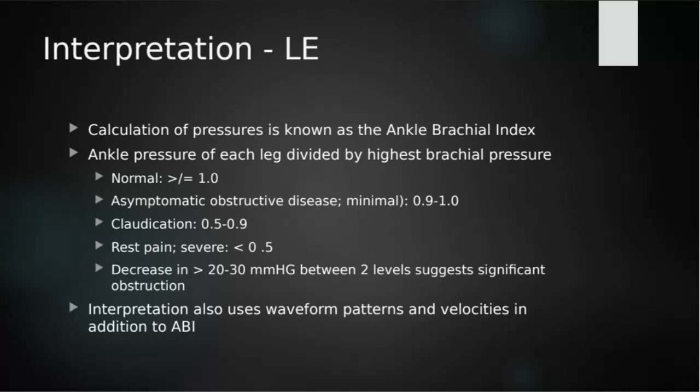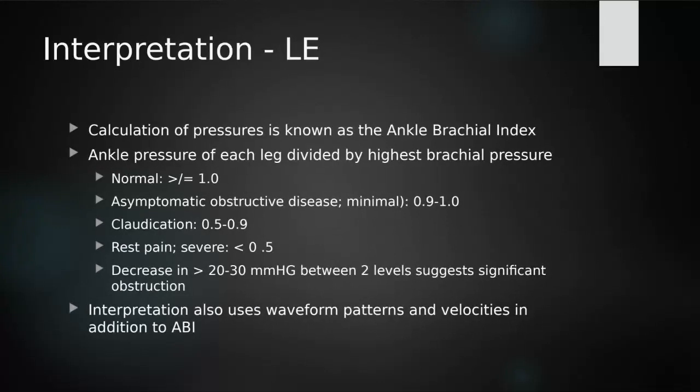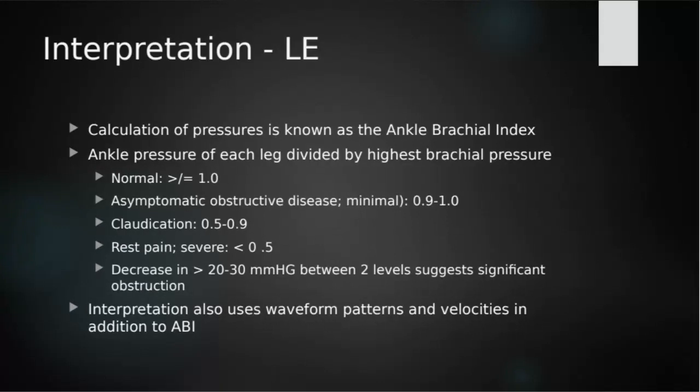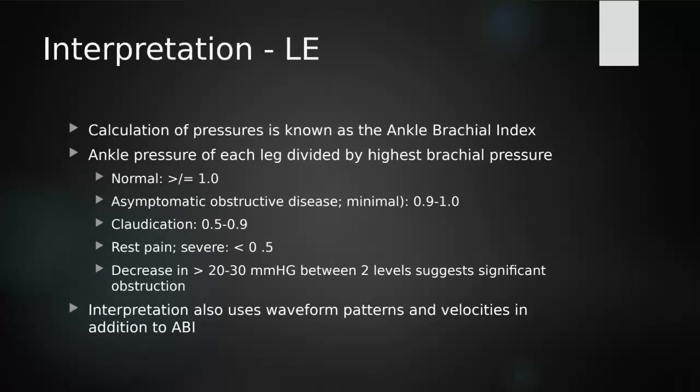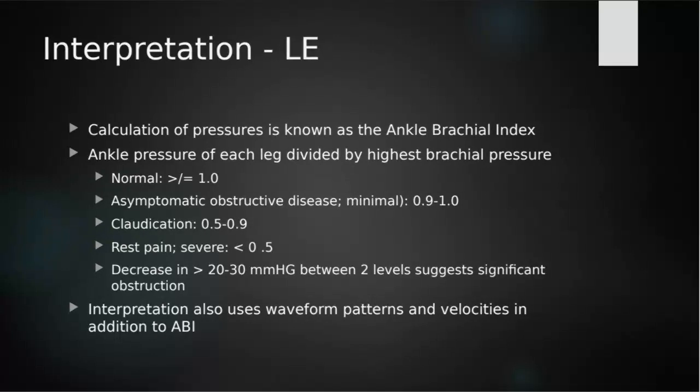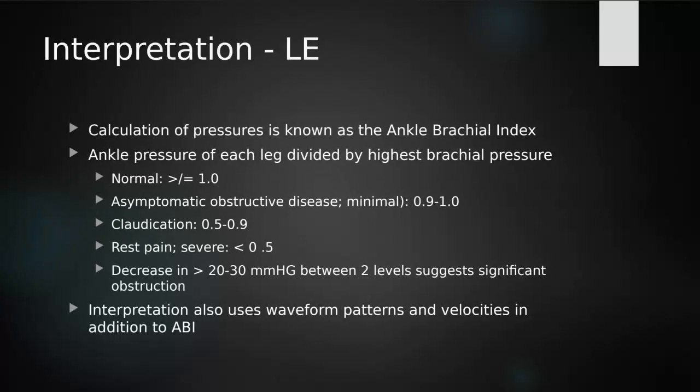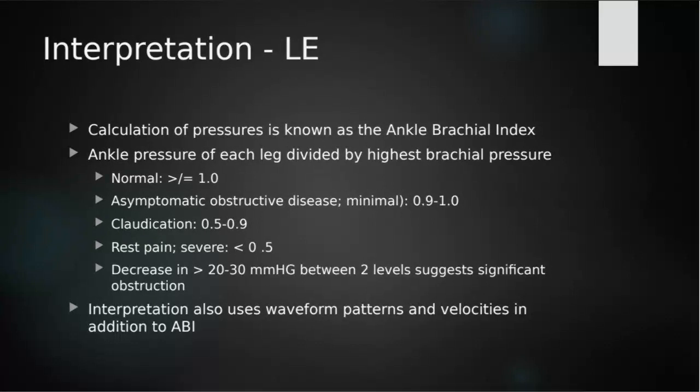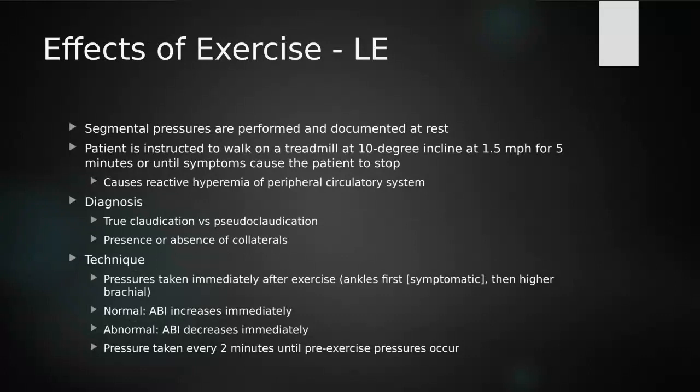So it's not between the ankle and the high thigh. It's not between the high thigh and the below knee. It's between two consecutive levels, two levels, one after the other. We're also going to use interpretation of our waveforms that we're getting from our readings and the times and velocities in addition to the ABI information. So we'll talk about that a little bit further when we get into plethysmography. So plethysmography cares a little bit more about the additional readings at the below knee, above knee, and high thigh. But we are still using that information to see what our waveforms are like and what our times look like.